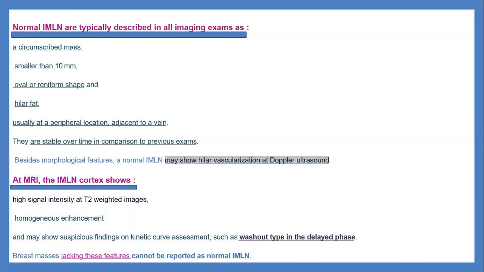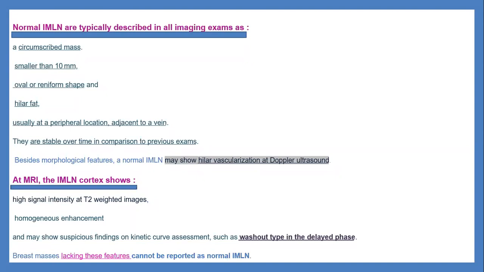So the normal lymph nodes are typically described in all breast imaging as a circumscribed mass smaller than 10 millimeters, oval or reniform in shape, with a fatty hilum, usually in peripheral locations adjacent to a vein. Stable over time in comparative studies, okay?